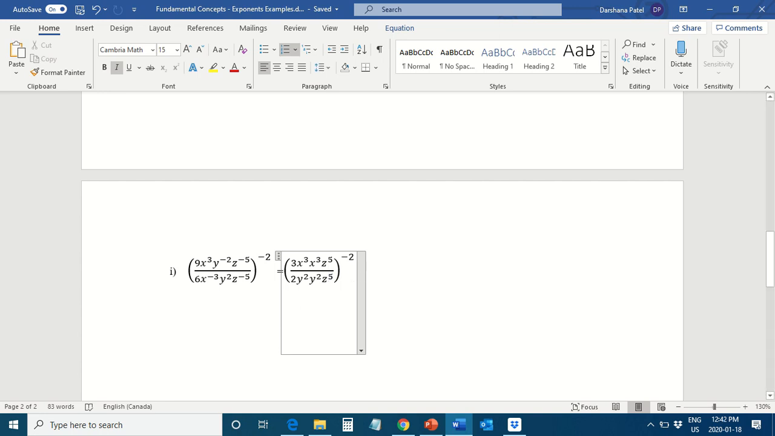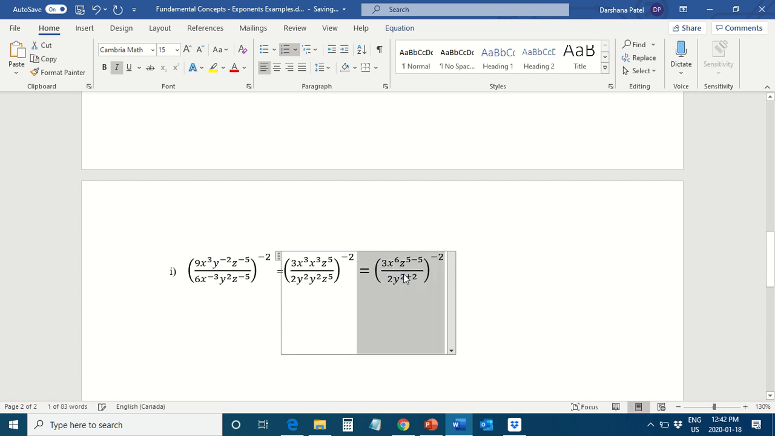Now what I can do is use subtraction and addition of exponents, basically the product and quotient rule, to simplify this further to look like this. The 3 and 2 will remain the same. X to the 3 plus 3 will give me x to the 6. Z to the 5 is being divided by another z to the 5, so same base being divided, we subtract the exponents, so this is gone. And in the denominator, y squared and y squared being multiplied, I can add their exponents.